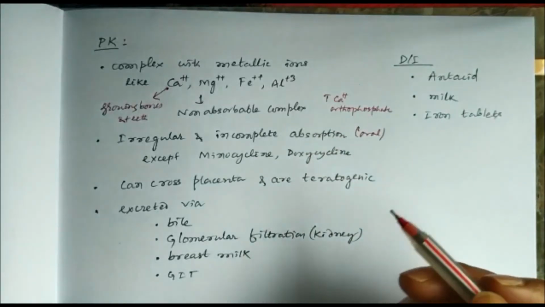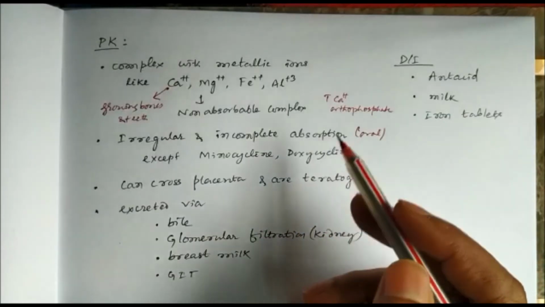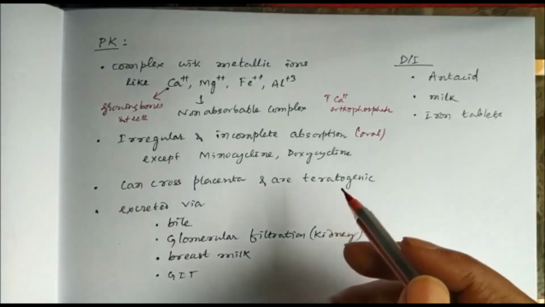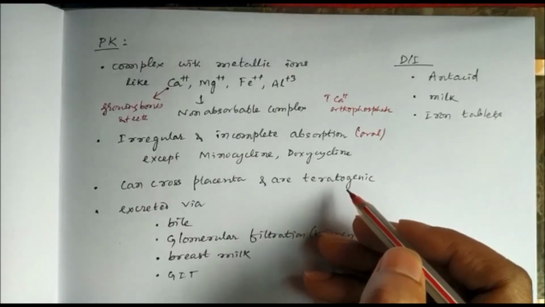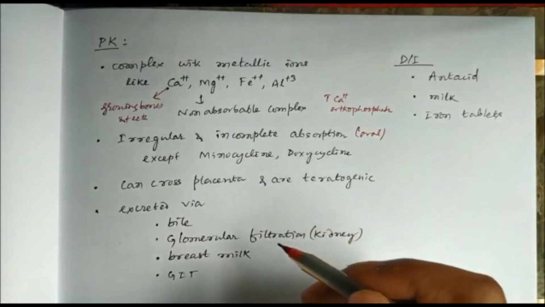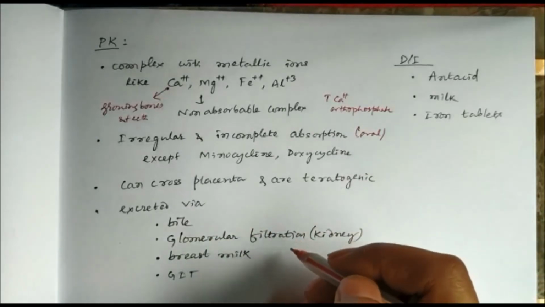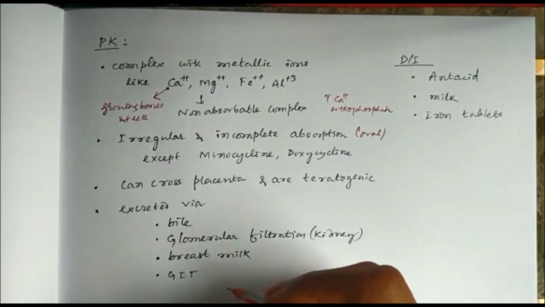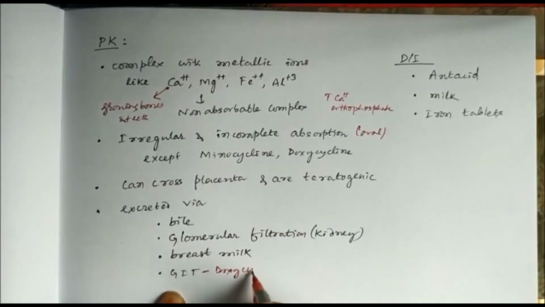Then it can cross the placenta and can be teratogenic. If it is taken between 6 to 14 weeks of gestation, it will cross the placenta and inhibit the growth, or inhibit organogenesis, in the fetus. And it can be excreted via many routes. It can be excreted through bile, through glomerular filtration, through breast milk, and through fecal matter, also through the GIT, and mostly doxycycline is excreted by this route.